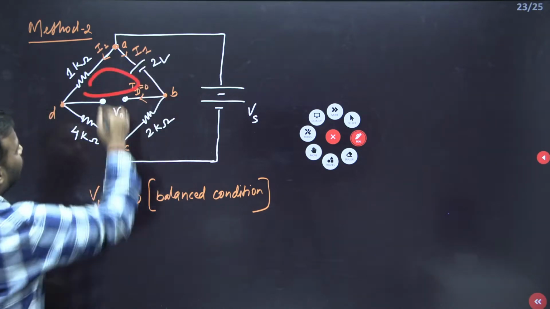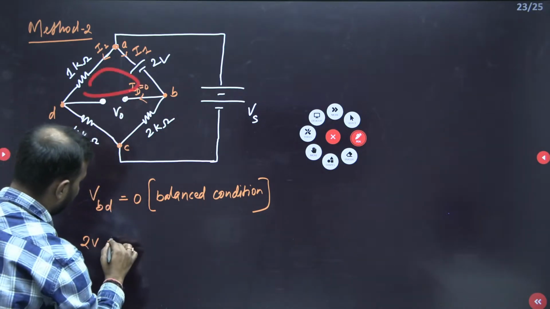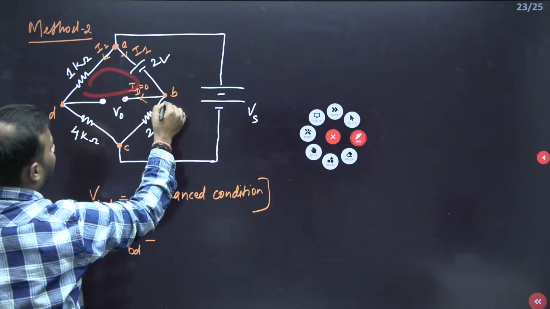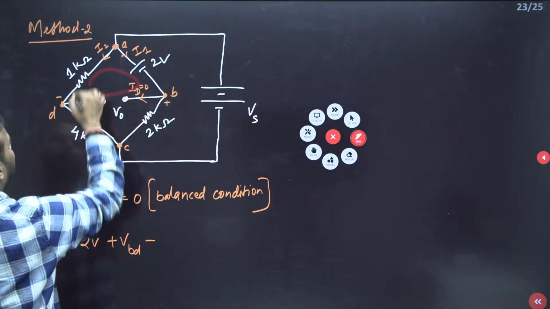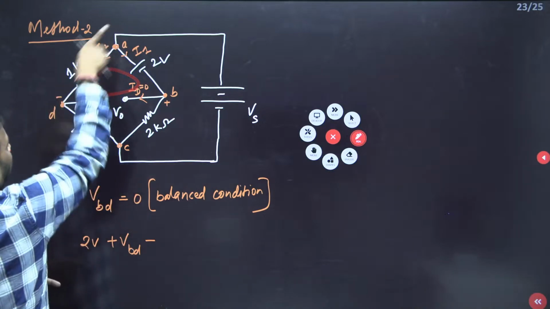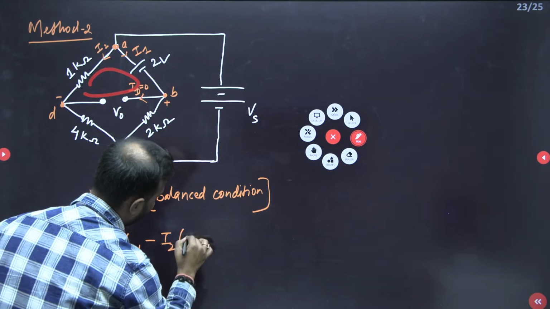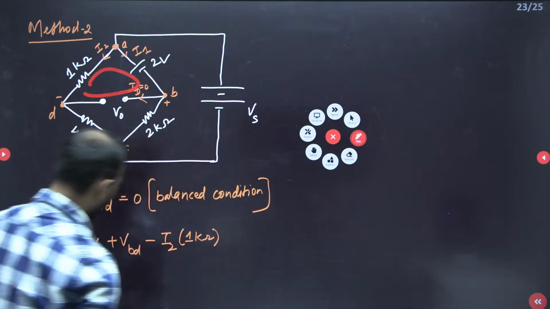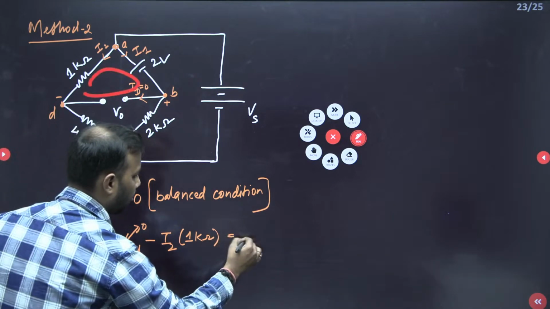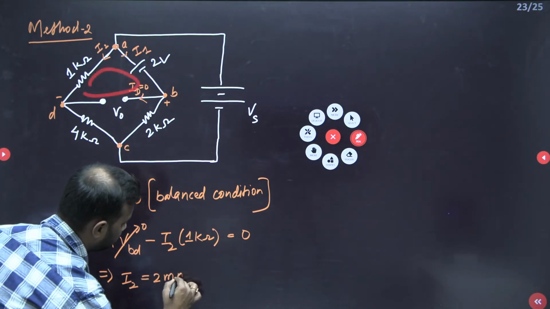So apply the KVL, we'll get 2 volt plus VBD minus. Here I have taken plus and here I have taken minus. Since current is from up to down and I am moving upward, I will take the negative sign. So it will be equal to I2 into 1 kilo ohm. Since VBD is 0 under balancing, from here I2 will be equal to 2 milliampere.